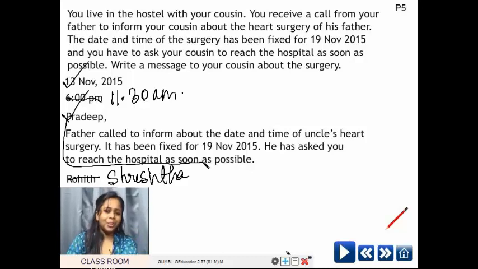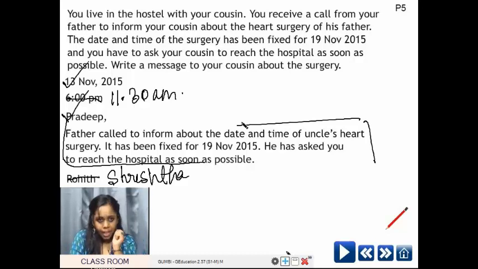The same lines you can see on the screen. We'll read them once again for you, and then you make it shorter. Okay, listen carefully. Ma'am will read it out once again. Father called to inform about the date and time of uncle's heart surgery. It has been fixed for 19th November 2015. He has asked you to reach the hospital as soon as possible.